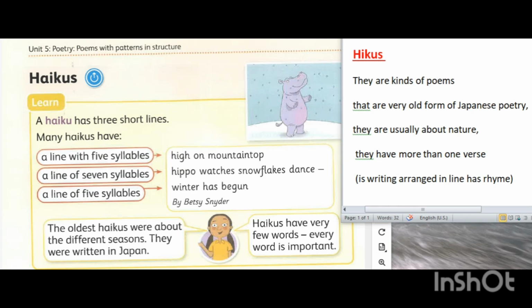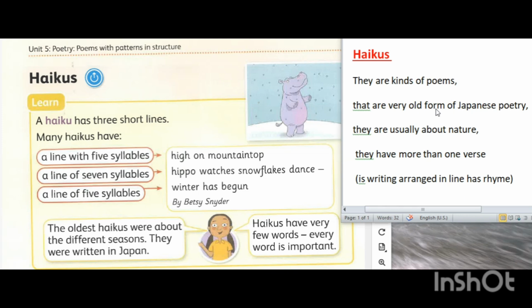Our session today will be about Unit 5, Poetry: Poems with Patterns in Structures. We said the meaning of this unit before. Our poem today is called Haikus. Haikus are plural. What is the meaning of this kind of poems? Look here. Haikus are kinds of poems that are very old forms.